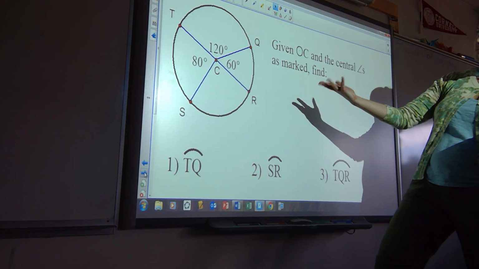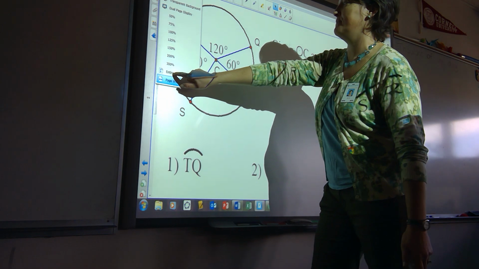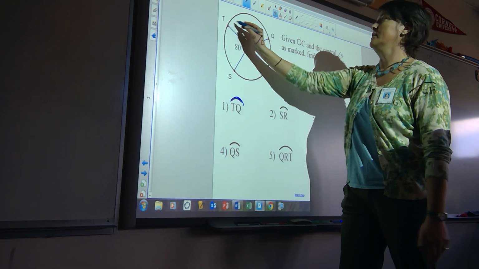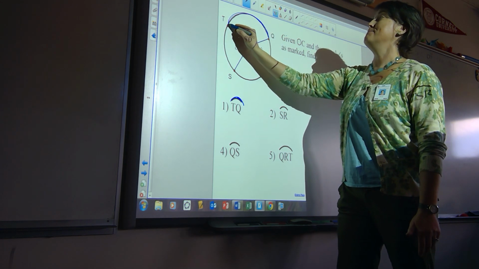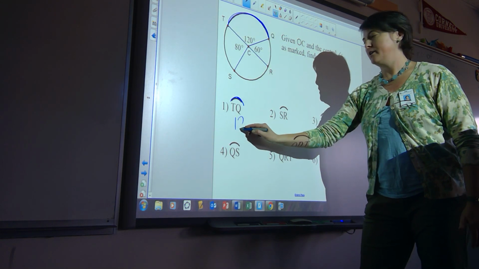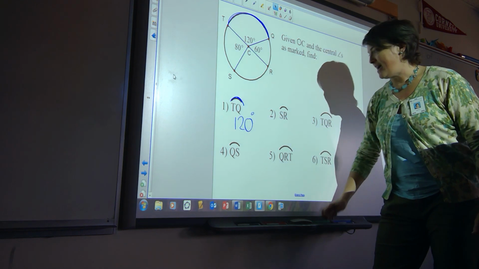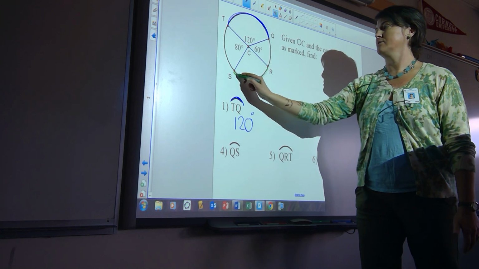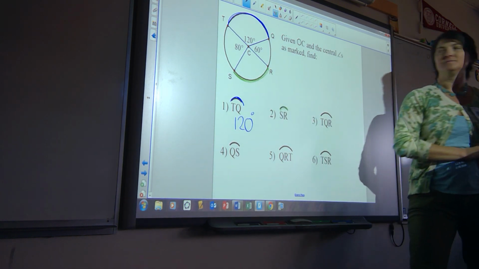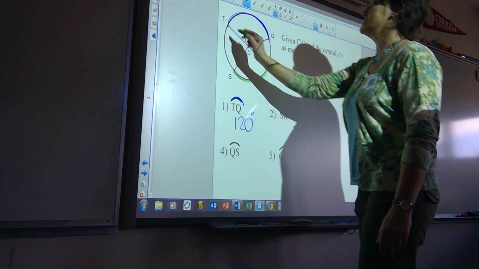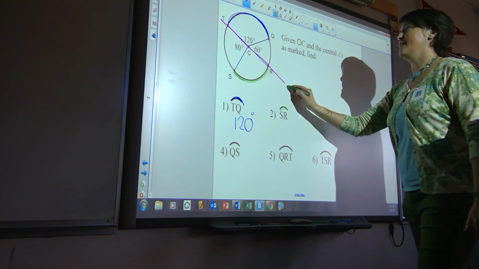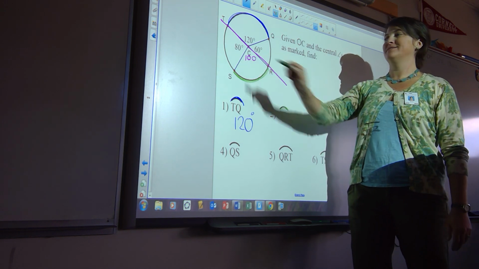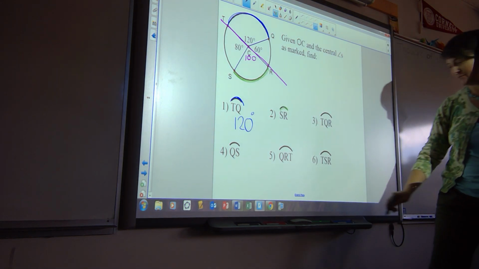So if we want to find the measure of each of these, all right, if we're going from T to Q, what would be the measure of that arc? 120 degrees. What about S to R? Let's see. Uh-oh, that's the one we don't know. 100. It is 100. Can you find yourself a diameter? Can you see that that's 80, and therefore this must be 100? See how diameters are going to help you.